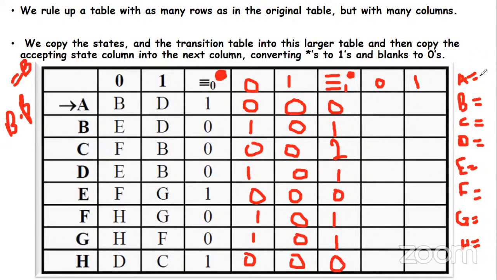So the value of A will now become what? 0. The value of B will become what? 1. The value of C, 2. The value of D, 1. The value of E, 0. The value of F, 1. The value of G, 1. The value of H, 0. Do you understand what I've done now? Do you understand what I have done?